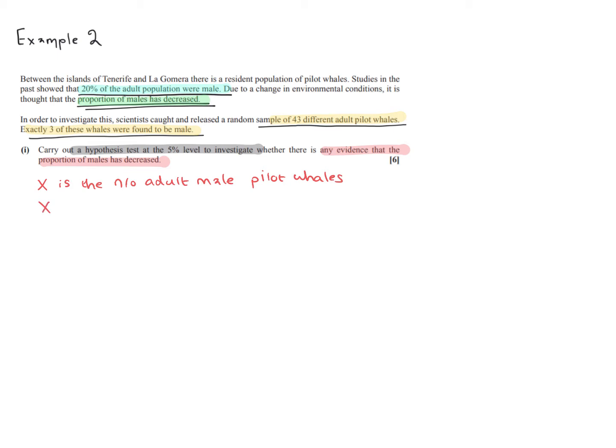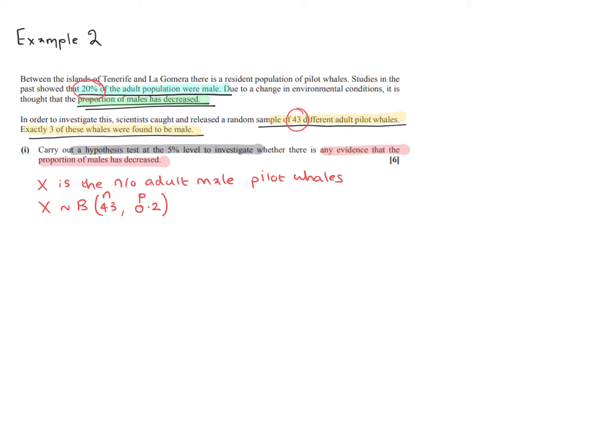And we think that x in the past has had a binomial distribution, and we're working with an n value of 43, and in the past the p value 20%. Remember, probability and percentage and proportion, the 3 p's essentially mean the same thing when we're dealing with statistics, so p equals 0.2. So that's the background information.